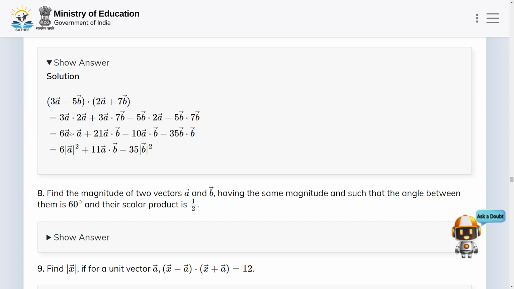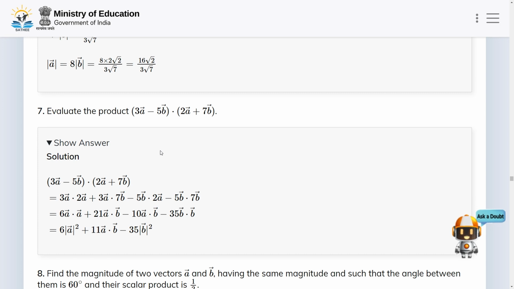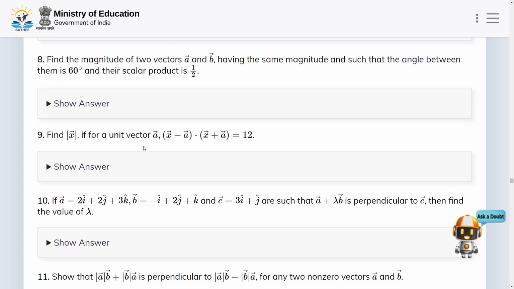Now, whenever a vector is dot producted with itself, the output will always be the square of the magnitude of that vector. So this means 6 times the square of the magnitude of A, and here 35 times the square of the magnitude of B. And you can easily simplify them. The difference will be 11 times the dot product of A and B. So you will have this as your simplified version. Okay. Clear?